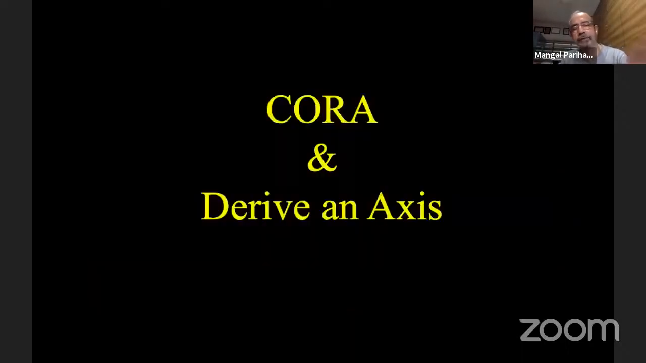The final part is, we decided there is a deformity in the bone. We decided it's in the femur or in the tibia or both, whatever it is. And now you have to find out what we call the CORA, or the place where you want to do the osteotomy.